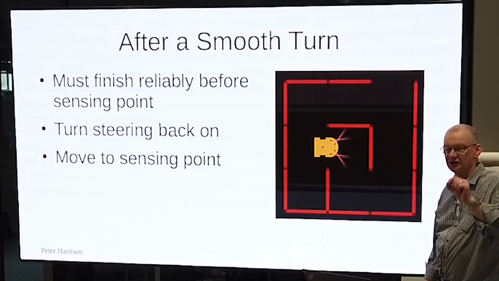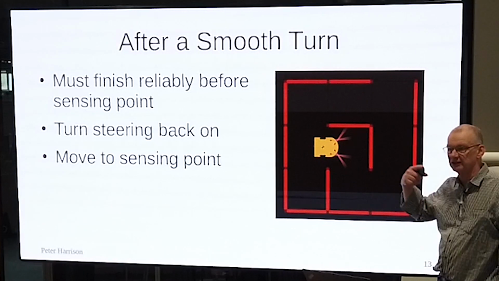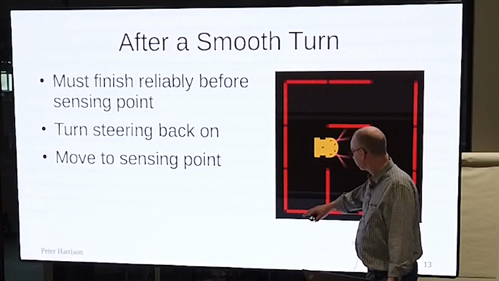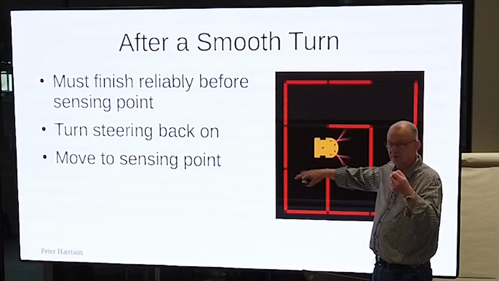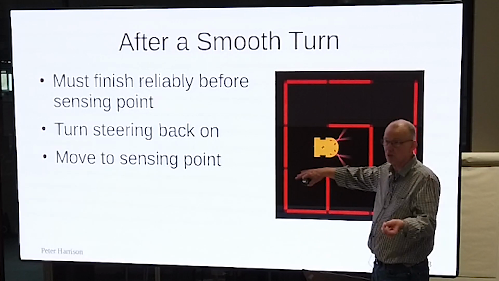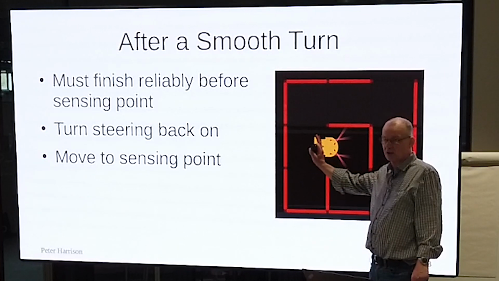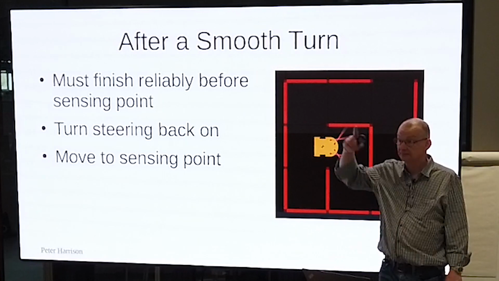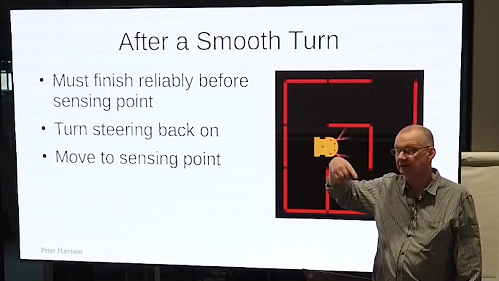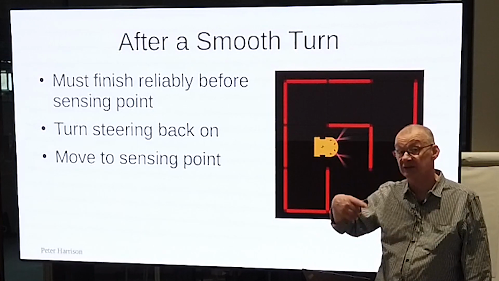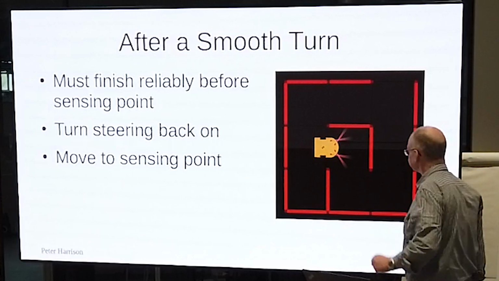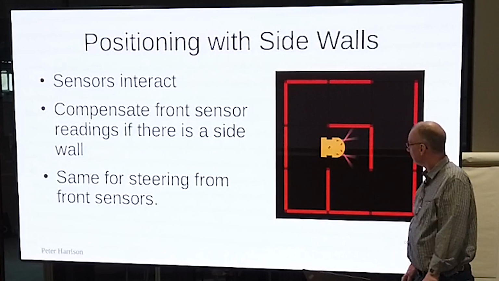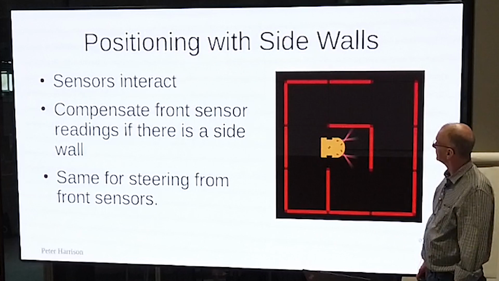But what you should already be seeing is that we've got a loop of activity. We're always moving to the sensing point, doing the sensing, flooding the maze, deciding upon what to do next, and then doing whatever it takes to get to the next sensing point. Again and again and again. And in essence, that's all there is to it. There are some tricky bits, though.